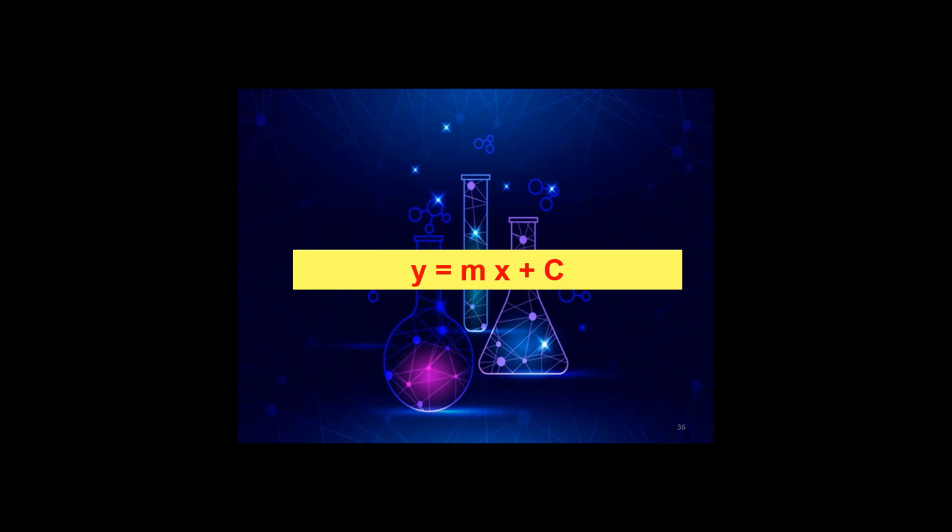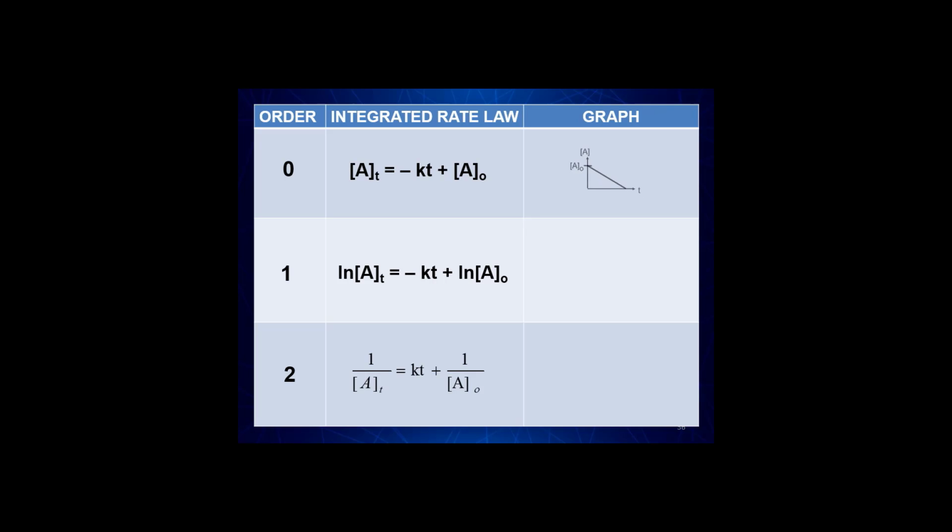The great thing about these integrated rate laws is that they can be plotted in y equal to mx plus c format to give us a linear plot. For zero-order reaction, concentration versus time gives a straight line with negative slope. For first-order reaction, ln concentration versus time gives a straight line with negative slope. For second-order reaction, 1 over concentration versus time gives a straight line with positive slope.